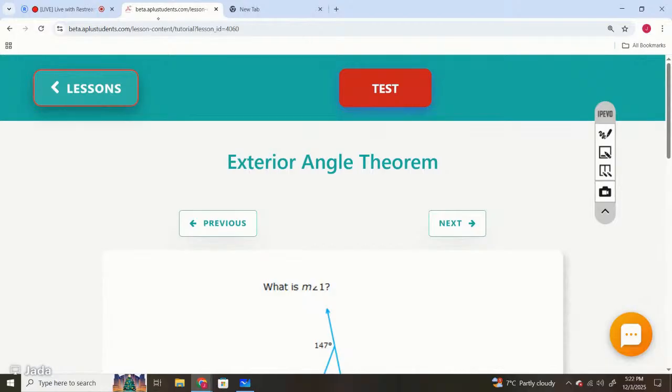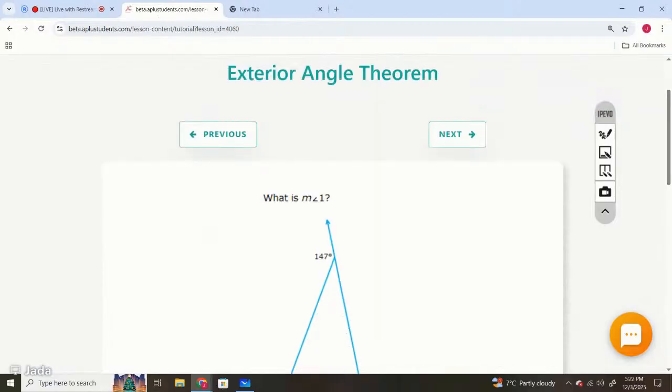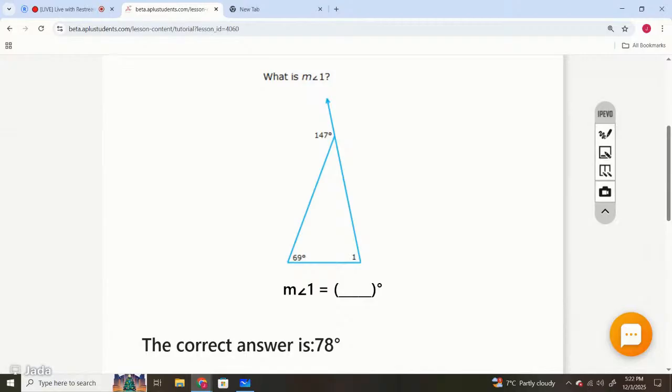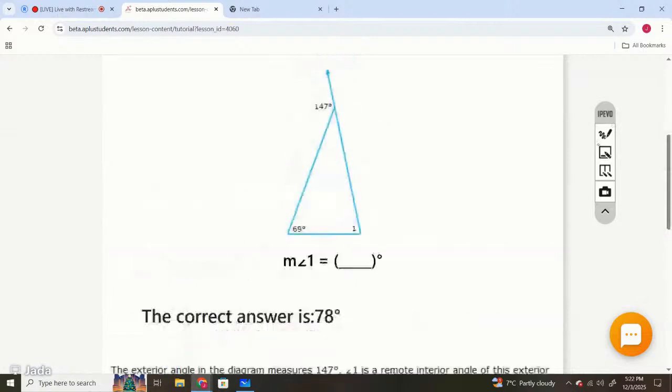The next lesson is the measure of the exterior angle theorem. So what is the measurement of angle 1? The exterior angle in the diagram is exterior. Exterior means the one that is outside the triangle, right?